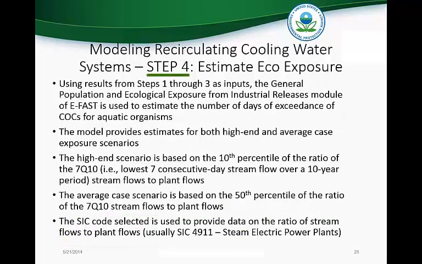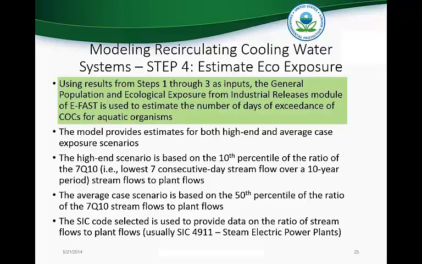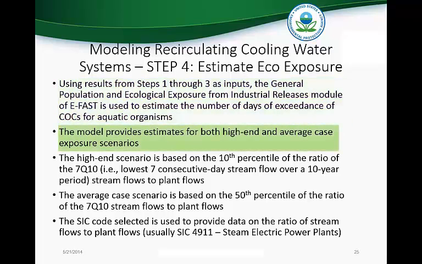And finally, step number 4. We're elaborating here on the steps needed to estimate ecological exposure. So using results from steps 1 through 3 as inputs, the general population and ecological exposure from industrial releases module of EFAS is used to estimate the number of days of exceedance of COCs for aquatic organisms. The model provides estimates for both high-end and average case exposure scenarios.